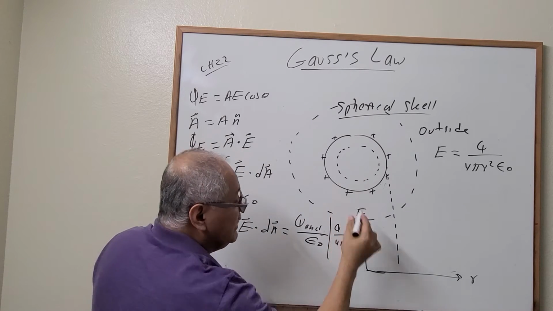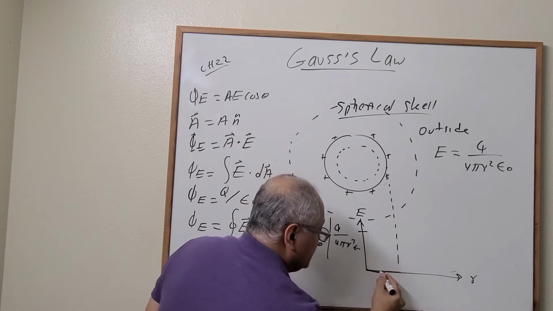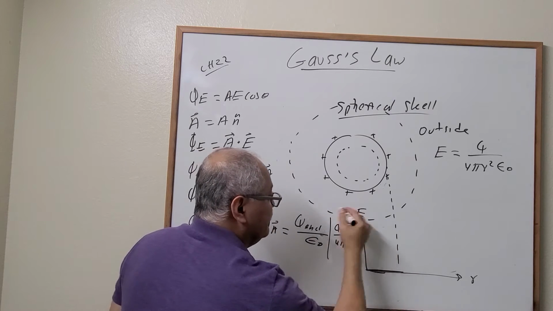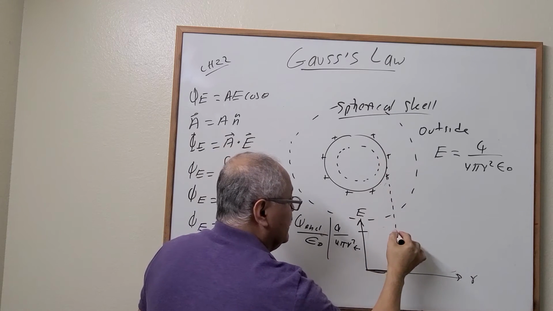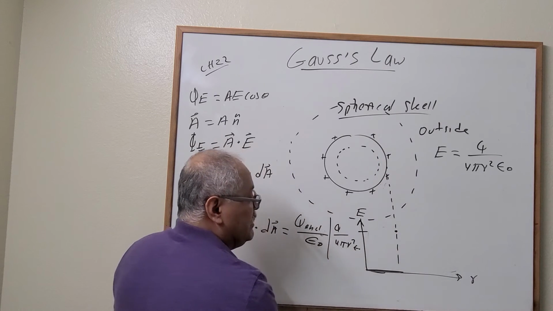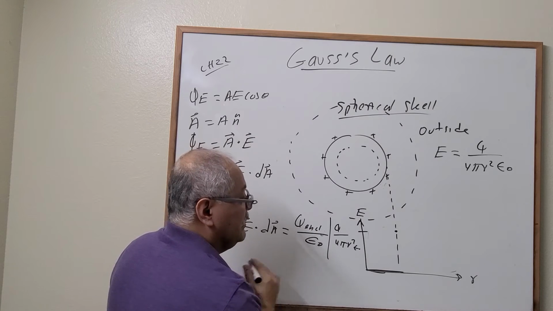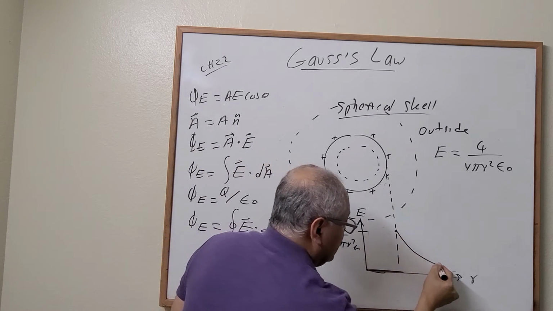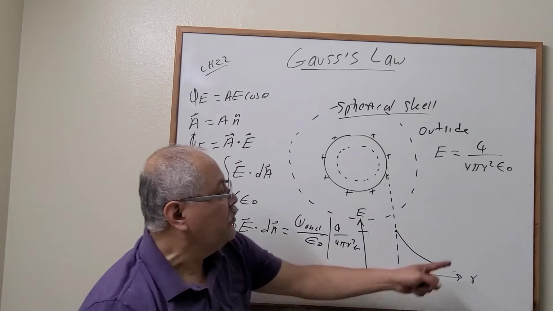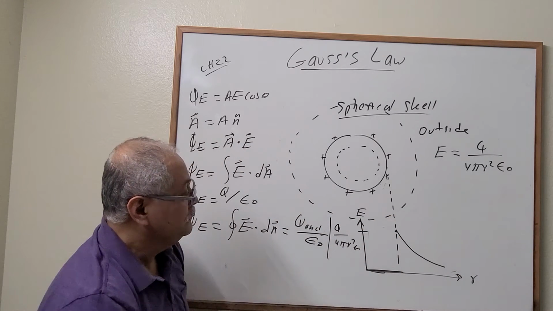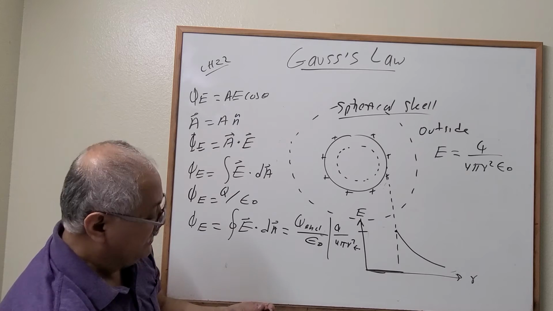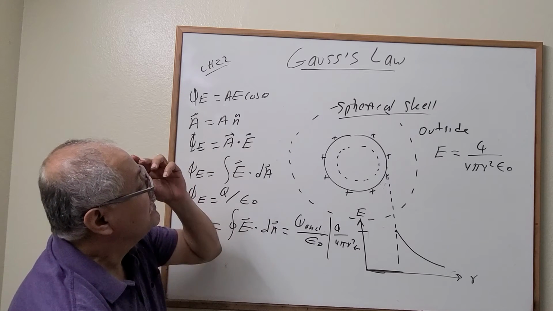Inside we know that the electric field is zero. But when it goes to this edge, we jump to this amount, and then it decreases inversely proportional to r squared. And that's going to be the graph for this shell.